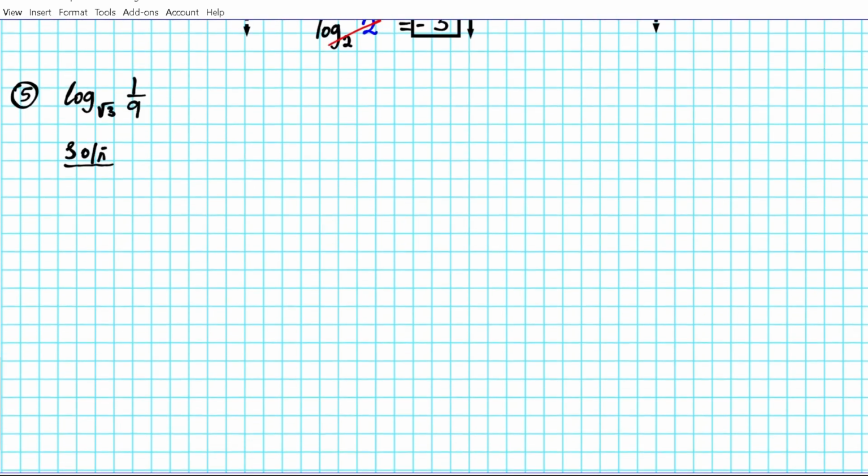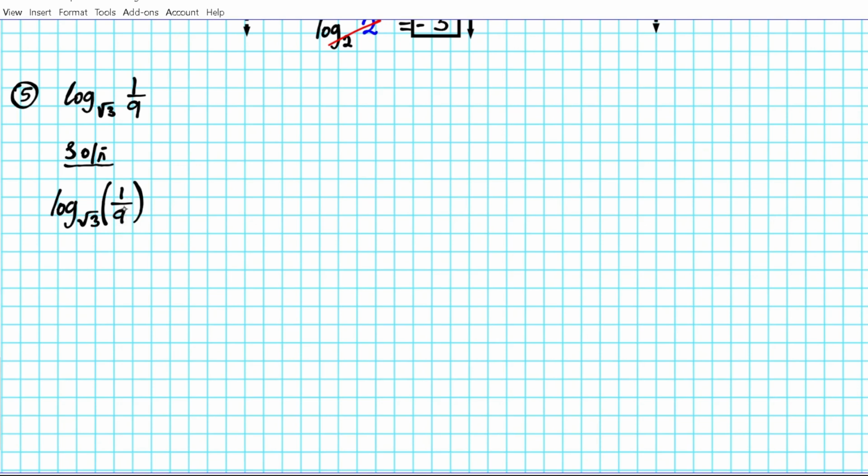So in order to simplify this, we're still playing exactly the same game. We just want to make sure that the base of the logarithm is equal to the base of the logarithmic argument written in exponential form. All right. So the question now is, how can we write the logarithmic argument 1 over 9 as a power of root 3? All right, so let's do that.